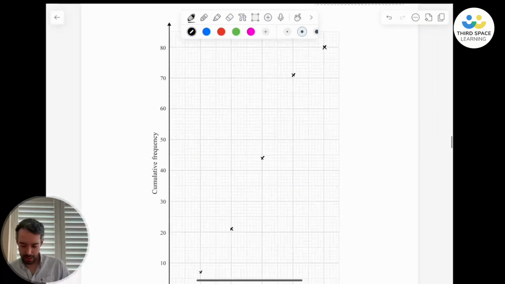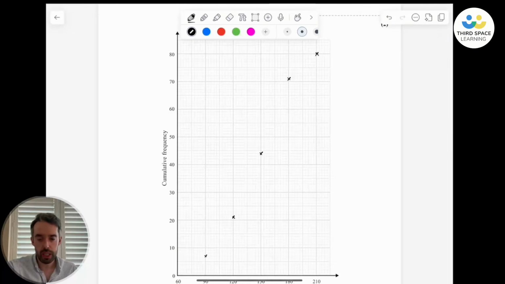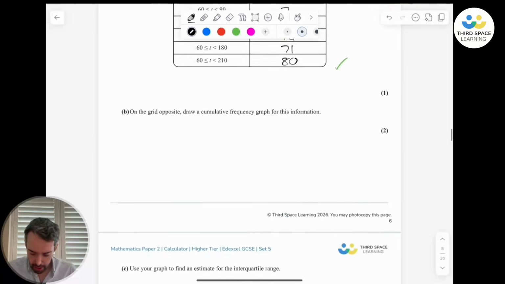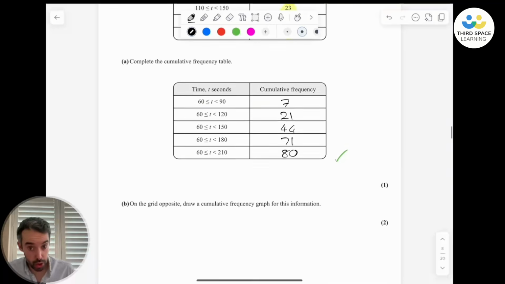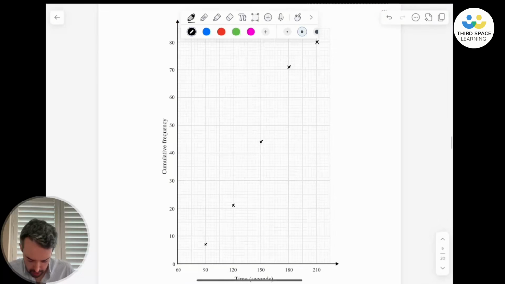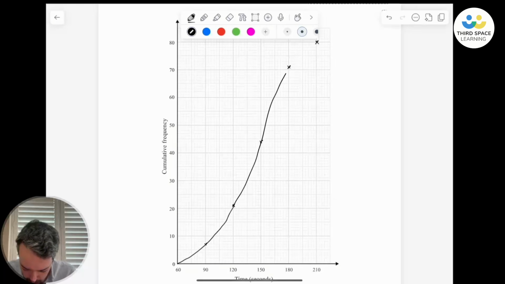There it is. Right, now we need to draw a cumulative frequency curve. Now this needs to be smooth, so I'd recommend doing it with a pencil. No rulers here. We start at 60 because this started at 60, and we're going to go to 210. So one smooth curve. So starting at 60, we're going up through there, through that one, through that one, through that one, through that one. There we go, not bad.